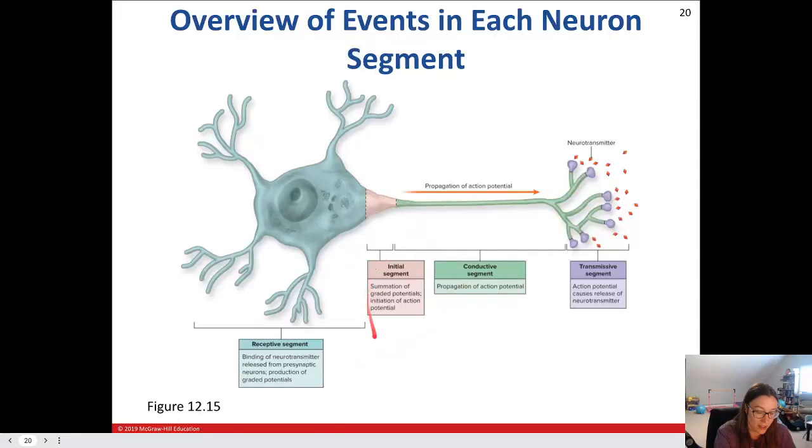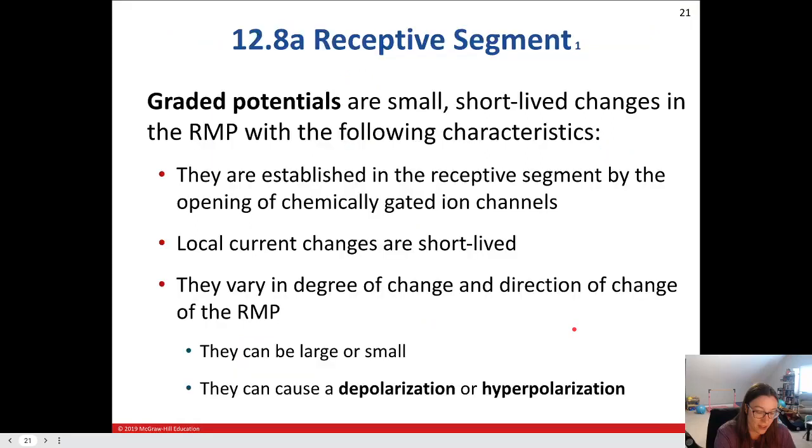So as I said, there are 4 different segments in the neuron, and the first one we're talking about now is the receptive segment, right? So this is where the binding of the neurotransmitter from the presynaptic neuron, the one here that's sending the signal, is going to cause graded potentials in the receptive segment. Then we'll have the initial segment, the conductive segment, and the transmissive segment. So we'll go over these segments one at a time. So the receptive segment is the first part.